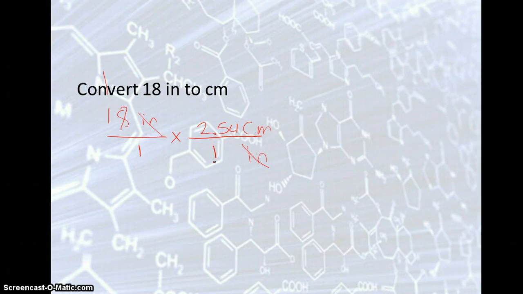Now, to do the math, you just simply multiply across. Any number on top you multiply, any number on the bottom you divide. So you take 18 times 2.54 divided by 1 divided by 1. And when you get that, our answer is going to be about 45.72 centimeters.